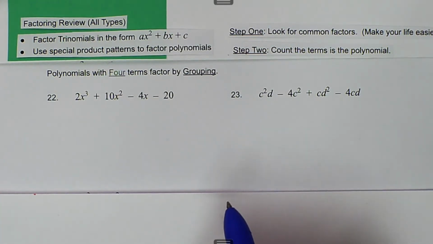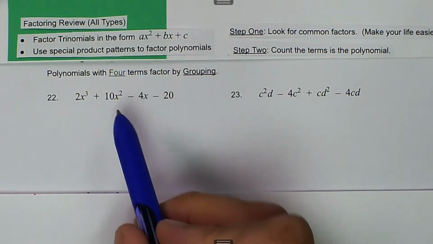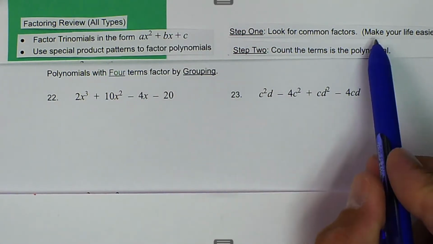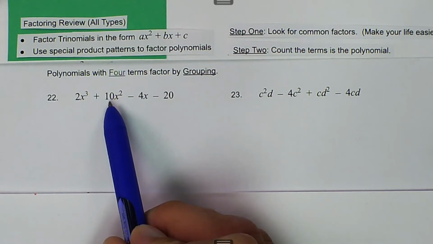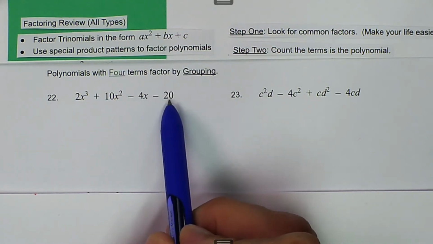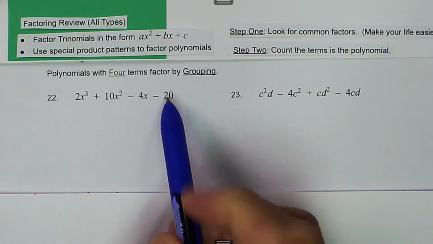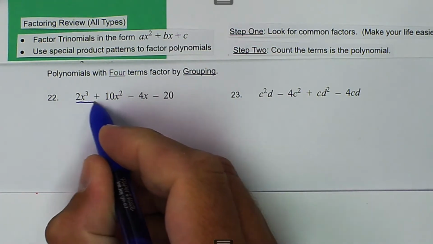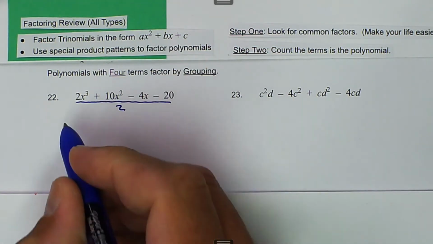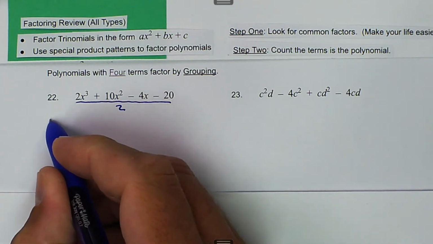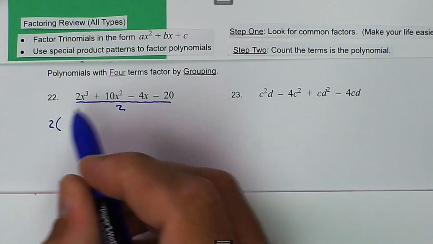So the way that we do that, first of all, first thing, look for any common factors. We have 2, we have 10, we have 4, and we have 20. Those are all even, so I can divide all of these by 2. So we'll put 2 out front in the parentheses.